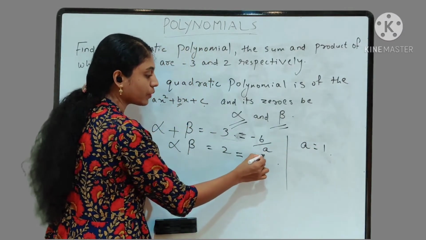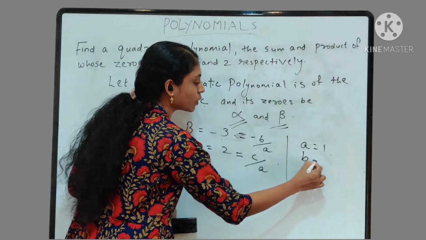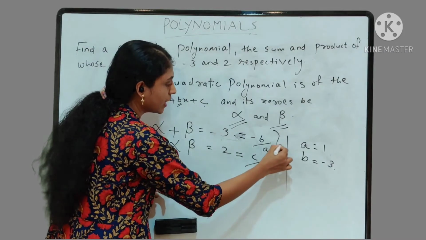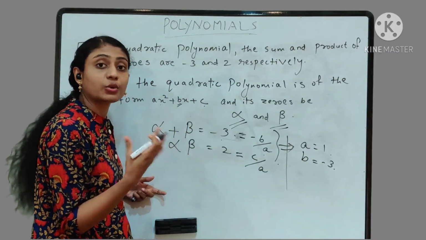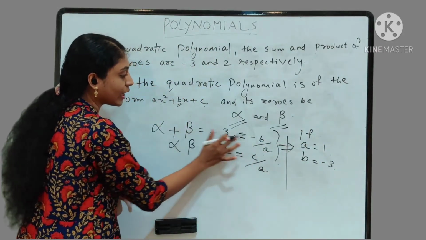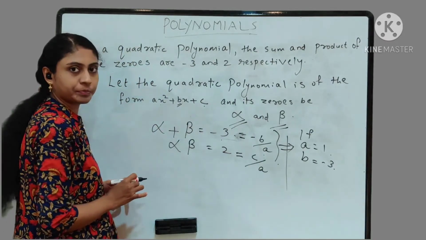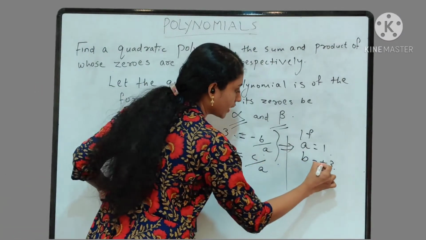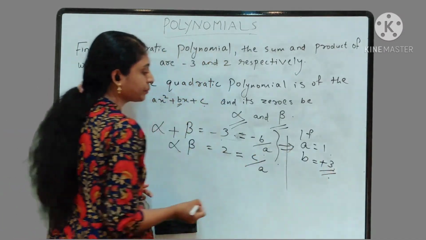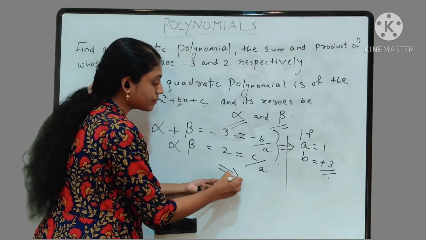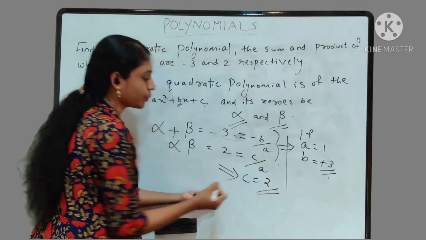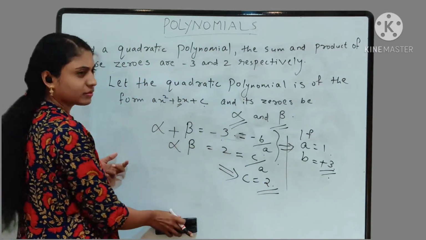If a is equal to 1, then we will get b is equal to 3. Got it? From this equation, alpha plus beta, I am assuming the value of a as 1. If a is equal to 1, then I will get the value of b as plus 3, not minus 3. Why? Because here it is negative, here it is negative. Negative, negative get cancelled, so I will get plus 3. And from this equation, I am putting the value of a as 1, so the value of c is 2. Understood?